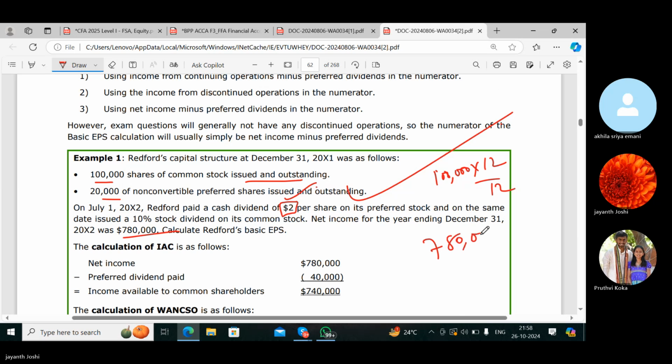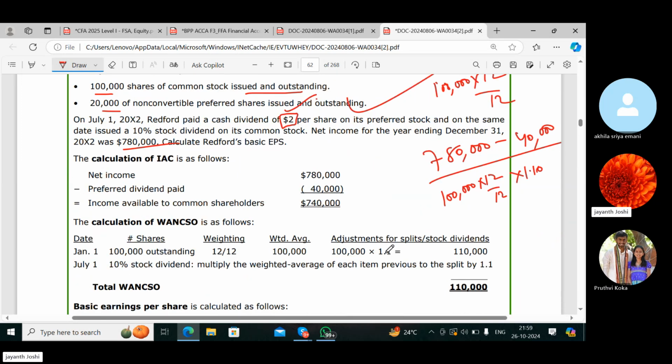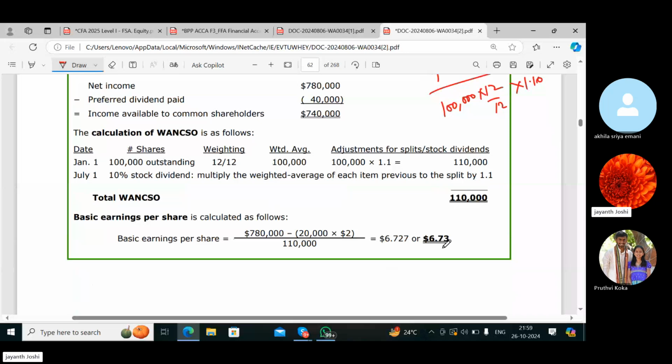7,80,000. We will remove the preference dividends of 40,000, divided by WANSO, whereby we'll take 1 lakh into 12 upon 12. And do they have anything else to adjust? Yes, there is a stock dividend of 10%, so 1.10 we will do, which they have already done. So 1 lakh into 1.1 becomes 1 lakh 10,000. And then you have the numerator thing. And then the EPS would be how much? 6.73. Did you get the 6.73 figure?